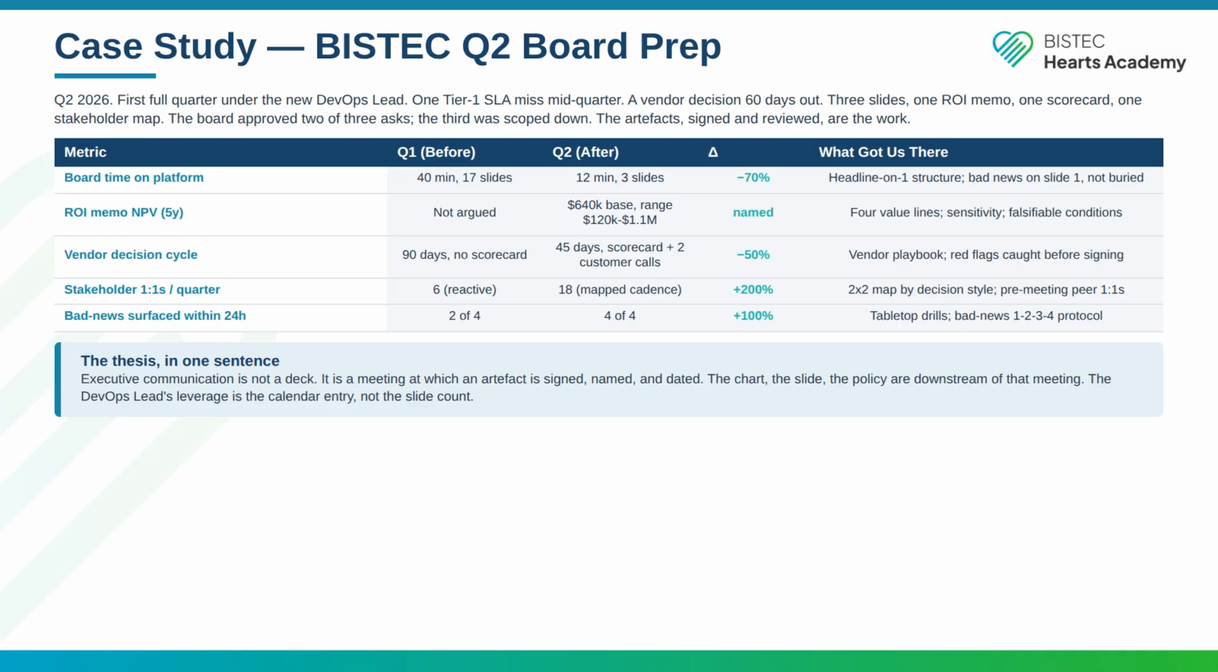Stakeholder 1-on-1s per quarter went from 6 reactive to 18 mapped, a 200% increase. The 2x2 map by decision style, pre-meeting peer 1-on-1s, did the work.